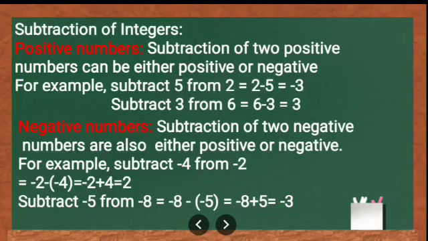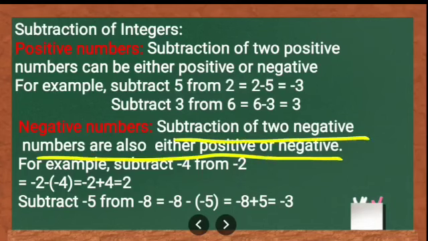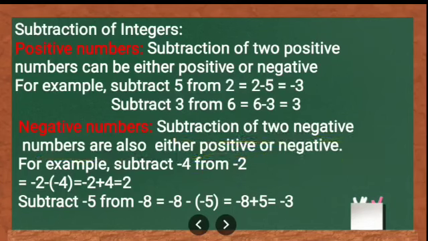Like that, the same rule applies for negative numbers also. Subtraction of two negative numbers can also be either positive or negative. So let's see an example. I'm taking subtract minus 4 from minus 2. Both the numbers are negative, so minus 2 minus of minus 4. As we are going to subtract, I'm using minus at the center and at last it's minus 4.